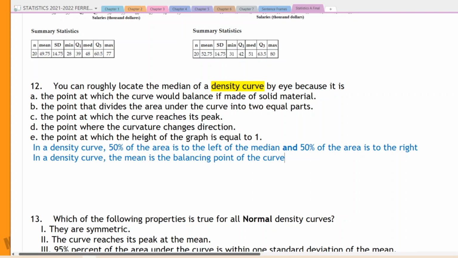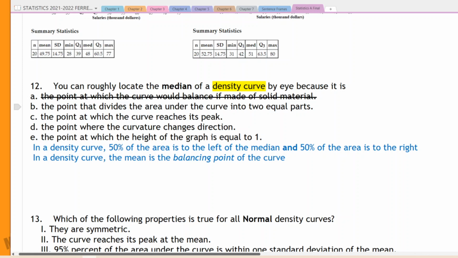That's often mixed up or conflated with the mean. So the mean is the balancing point of the curve. So let's take a look at this. The point at which the curve would balance if it was a solid material, that's going to be the mean and not the median.